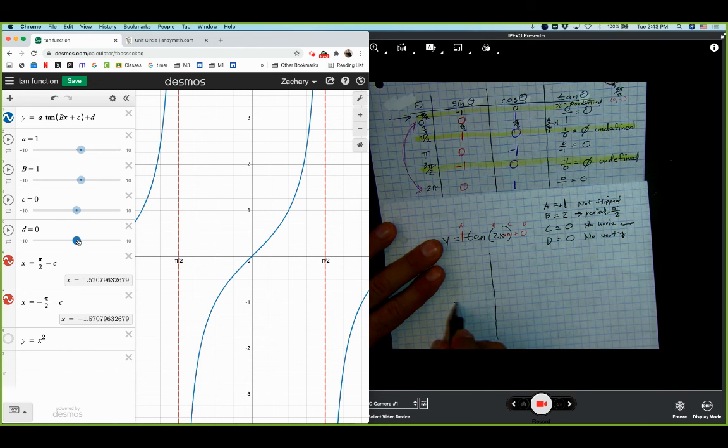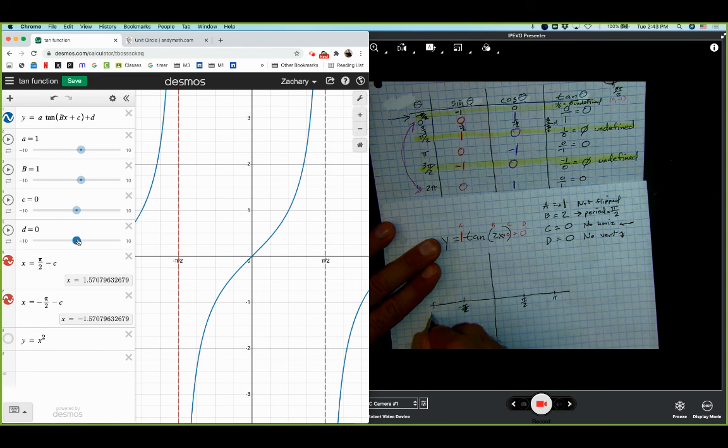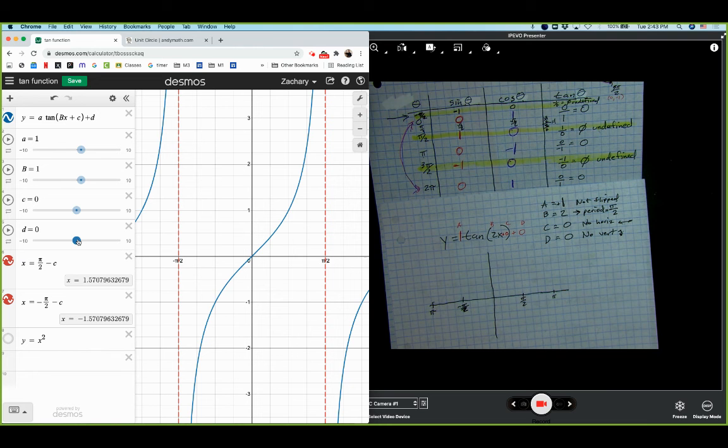Let's put our graph together here. Let's spread it out a little bit. There's pi over 2, so this is pi. Go over negative pi over 2. Go over a little bit more, pi. Negative.